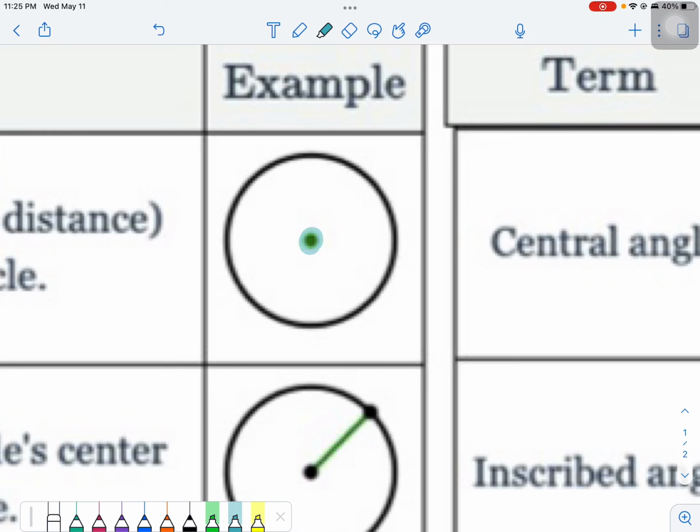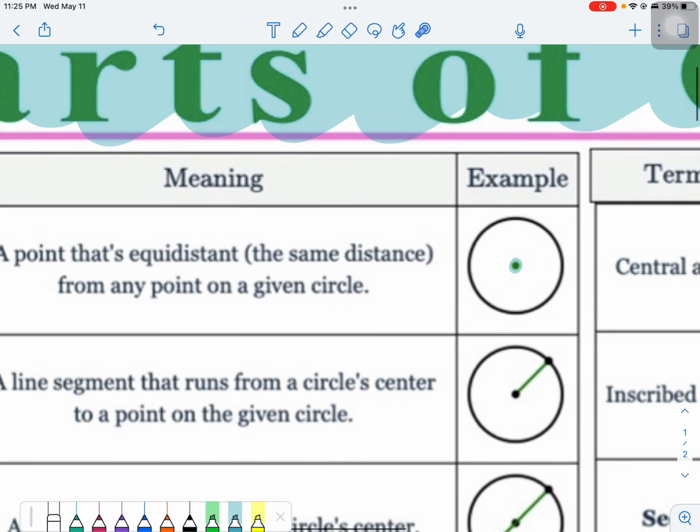So the center of the circle, if we pick a point here, a point there, a point there, a point there, they're all equal distance from the center. So that is the center of a circle.